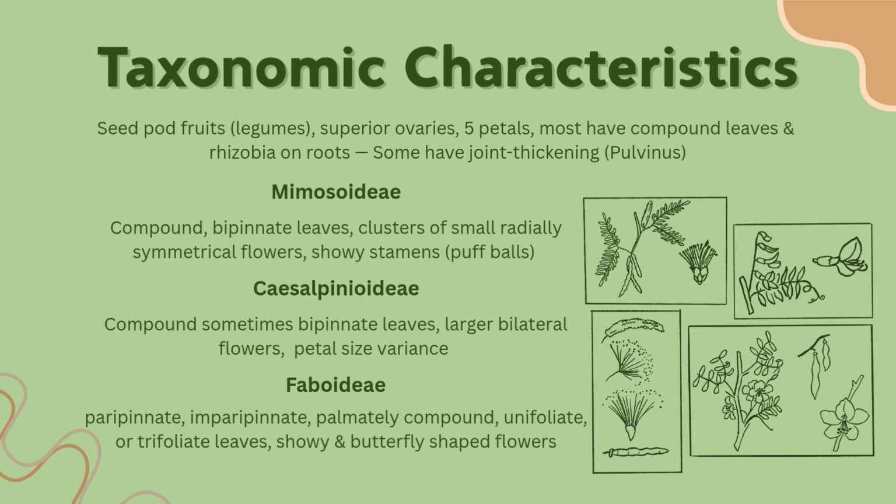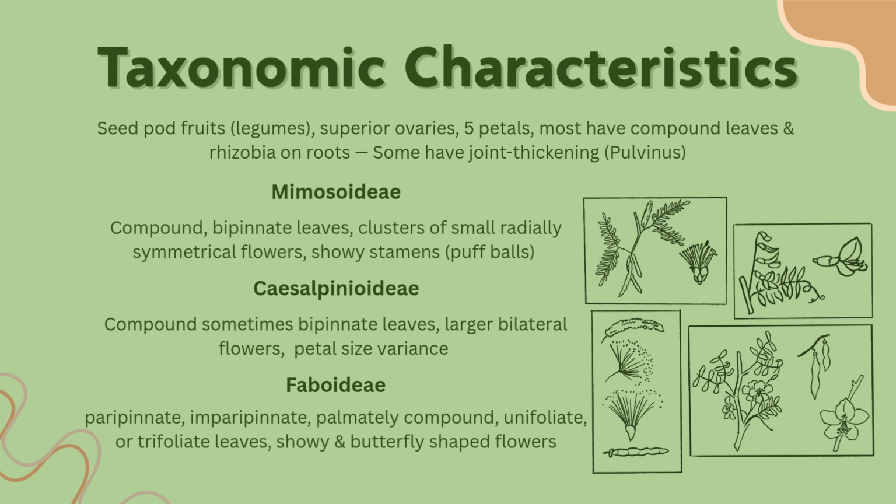Plants within the pea family have similar characteristics, including seed pod fruits known as legumes, superior ovaries, 5 petals, and most have compound leaves and rhizobia on roots with a few exceptions. Some even have joint thickening called pulvinus that opens the leaflets during the day and closes them at night. One plant in particular, known as the shy or sensitive plant, closes its leaflets in response to touch as a defense mechanism. Now on to differences.